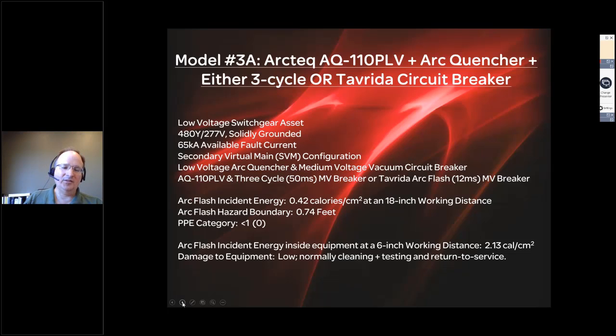So we can see between just the models we've run so far. Standard overcurrent protection, with a standard arc flash relay with a standard breaker, severe damage in many cases. If we add in the Tavrida circuit breaker, there's still damage there, but it's probably field repairable. And then with an arc quencher, clean the equipment, test it, return to service.